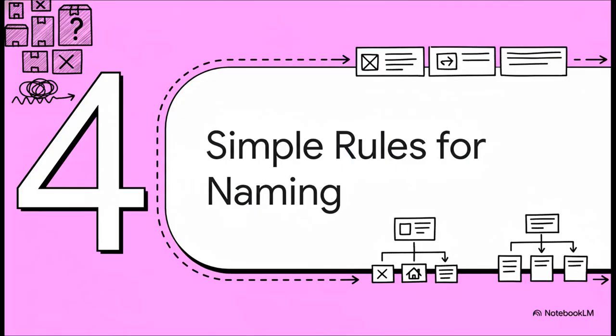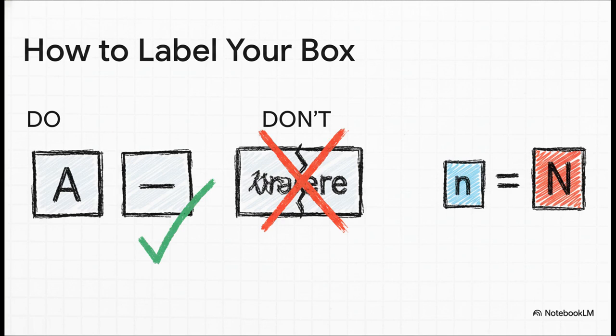Now, when you're labeling your box, you have a lot of freedom, but there are a few simple ground rules. And they're not there to be tricky. They actually exist just to help keep everything organized and stop things from getting confusing. So first up, the name has to start with either a letter or an underscore. Also, you can't use spaces. What programmers usually do is use an underscore instead, or they'll just capitalize the next word. And last but not least, the names are case sensitive.